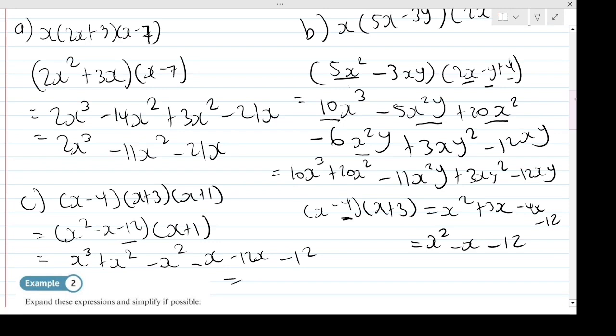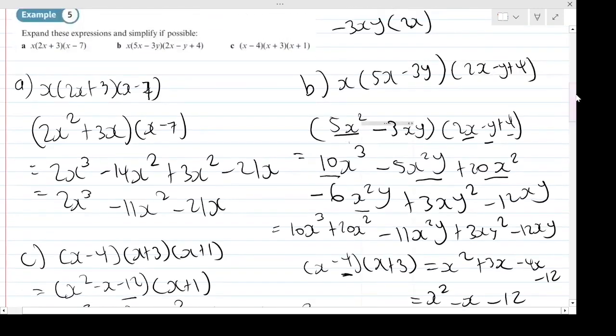Then this will go to where we have only one x cubed term, so that'll just remain x cubed. But then we have x squared minus x squared, but they cancel actually. So we've got no x squared terms in the end. So then the next part will be minus x, and then we have minus 12x, which will go to minus 13x, and then we have minus 12. Cool. Okay.